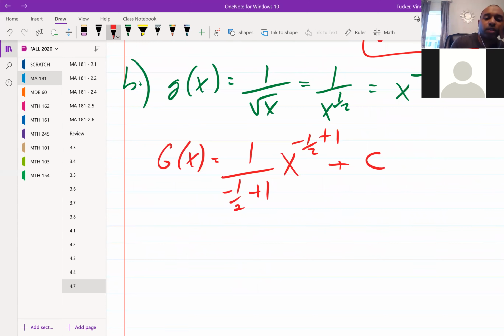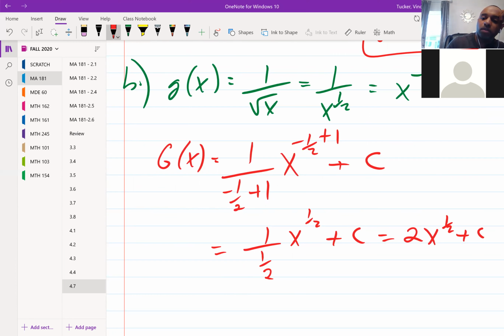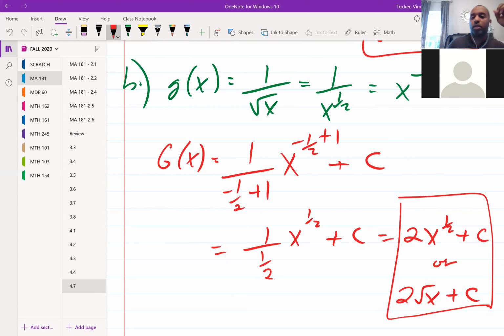Negative 1/2 plus 1 is positive 1/2. And then 1 divided by 1/2 is 2. So you either have 2 x to the 1/2 or 2 square root of x. Either way, plus c, of course. Either way, those would be answers.